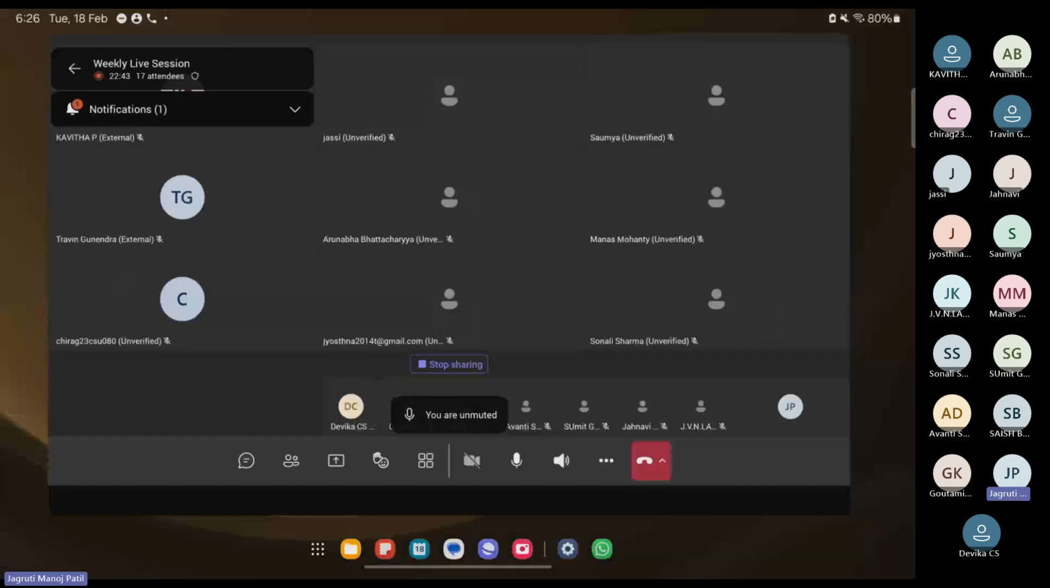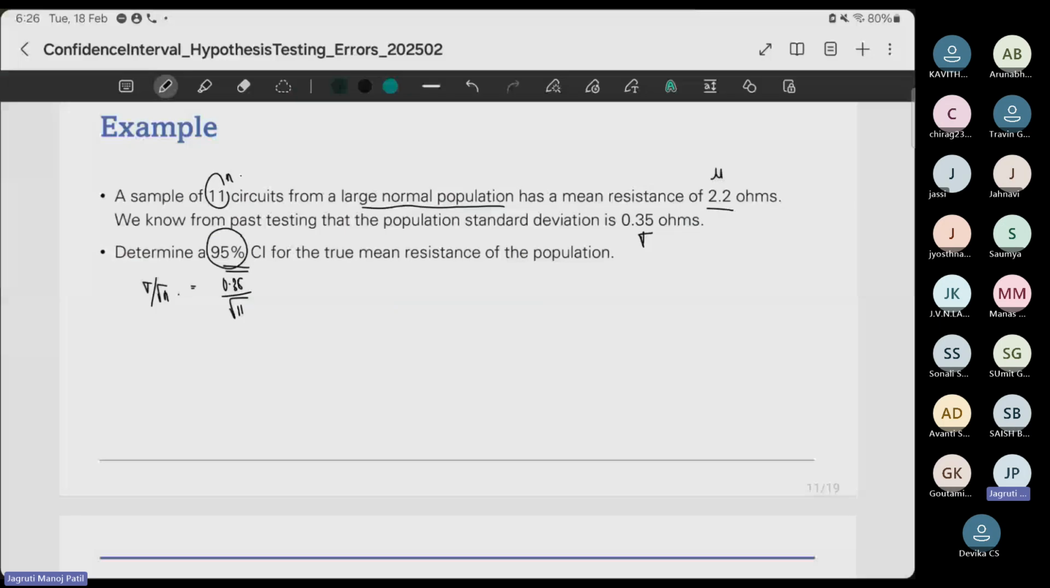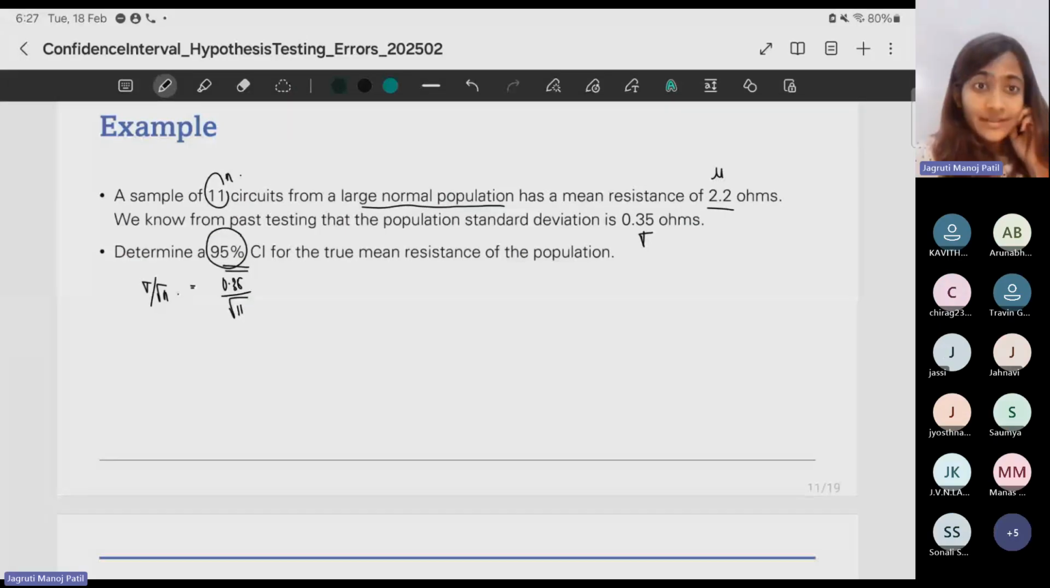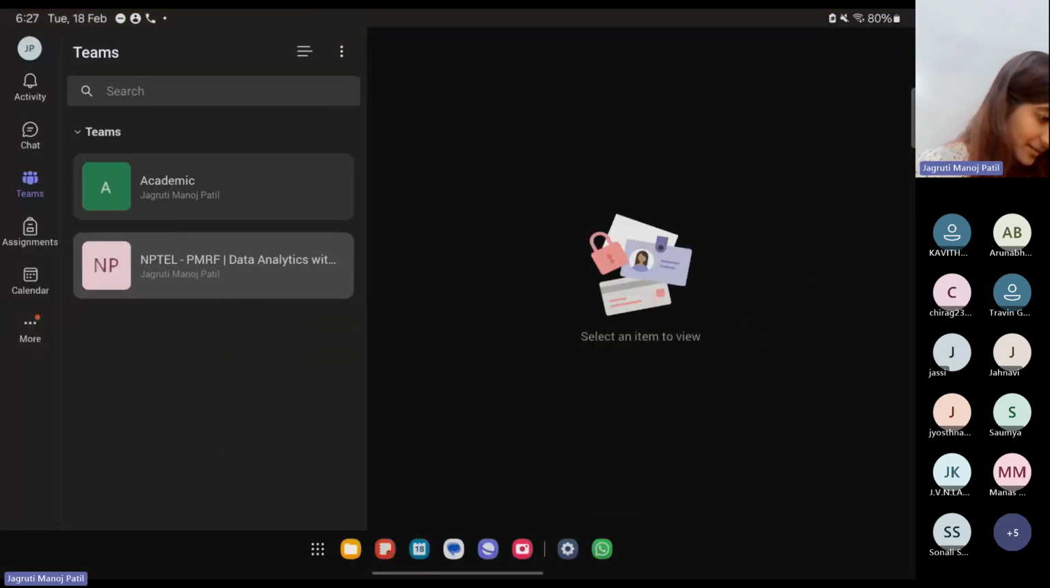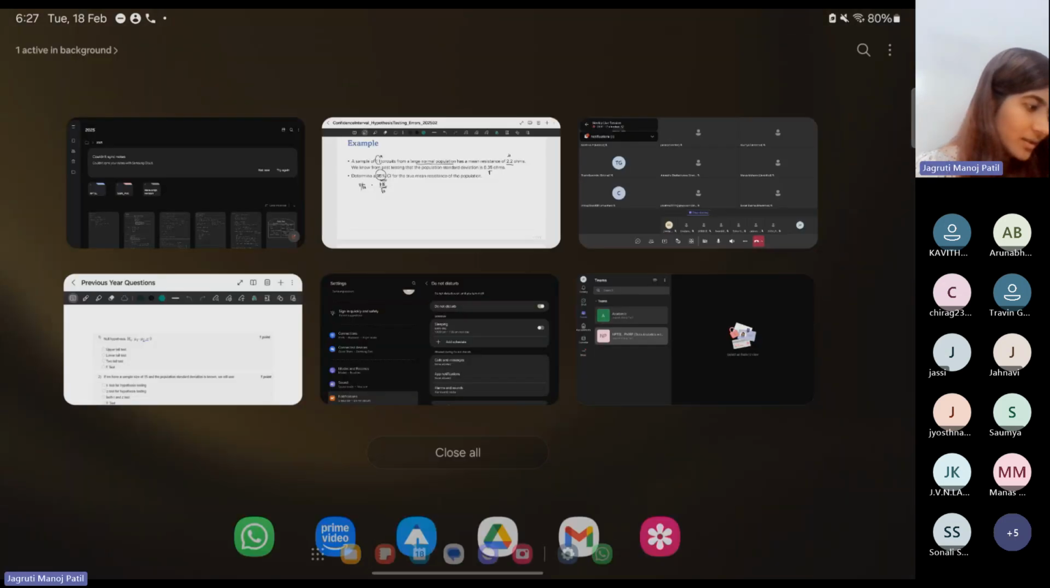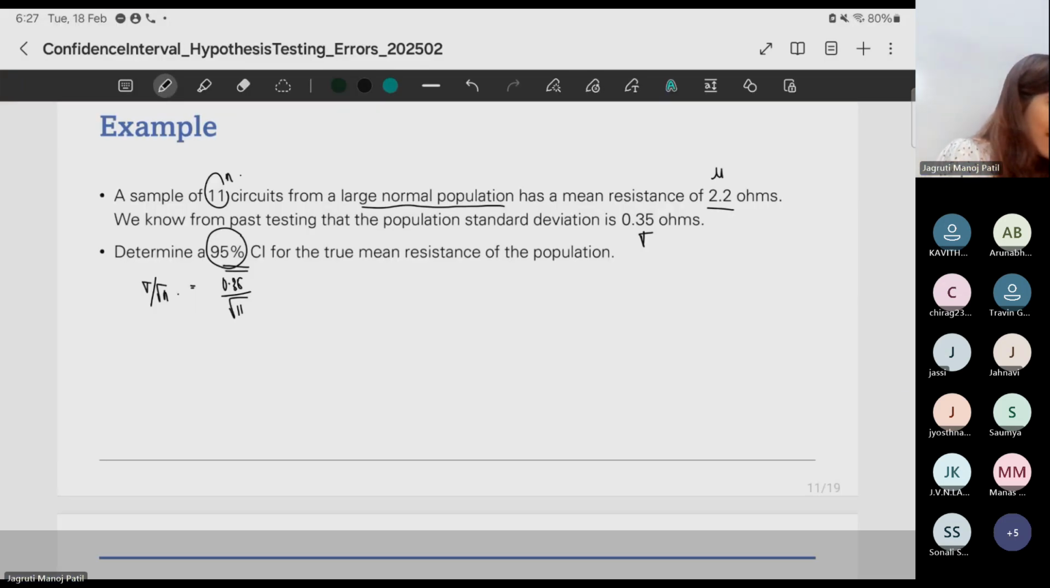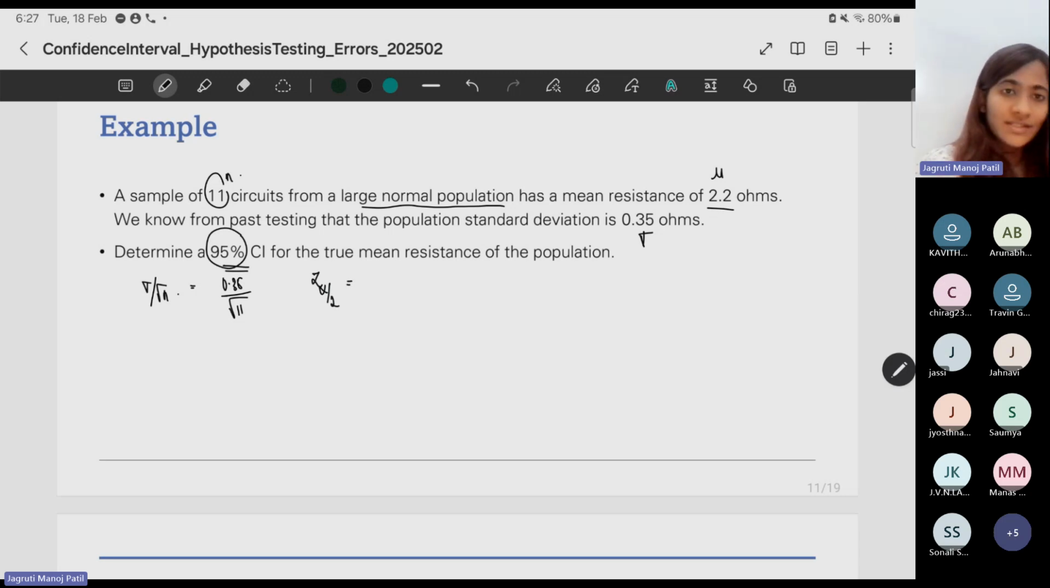Okay, sorry. Okay, over here. So that is our standard error. And then the Z value for a 95% confidence interval. I guess if you do this again and again, you will know it. I hope I'm unmuted. Yes, I'm unmuted. Okay. So the Z value for that 95% confidence interval, that is, half of the significance level, is nothing but 1.96.